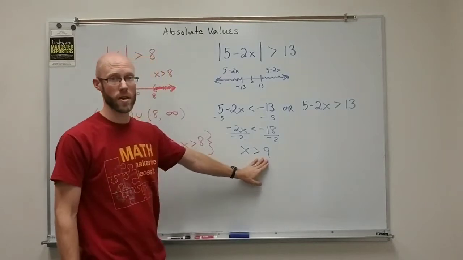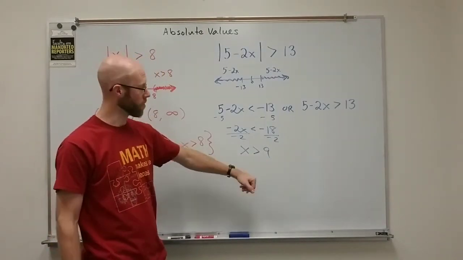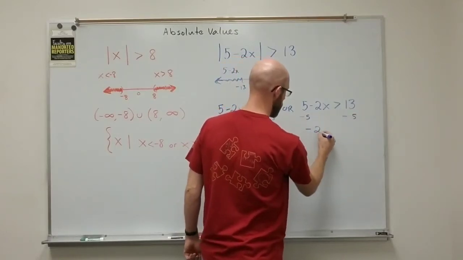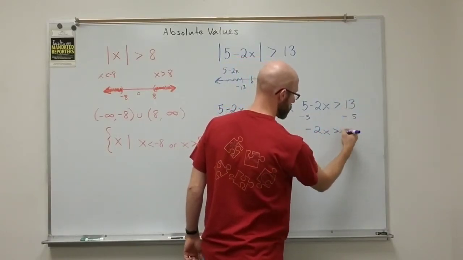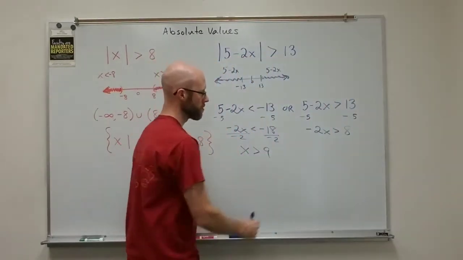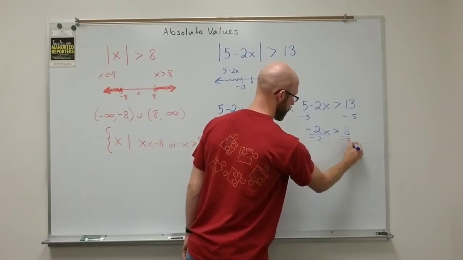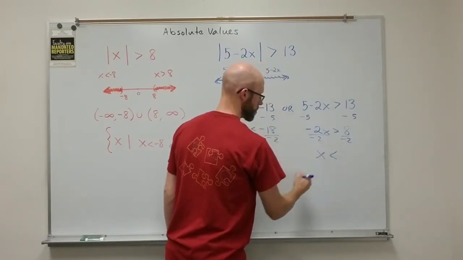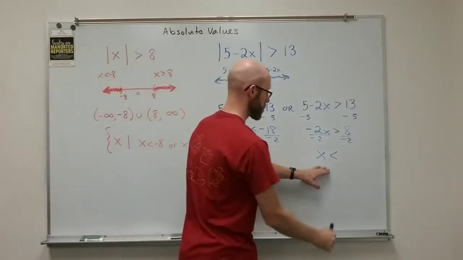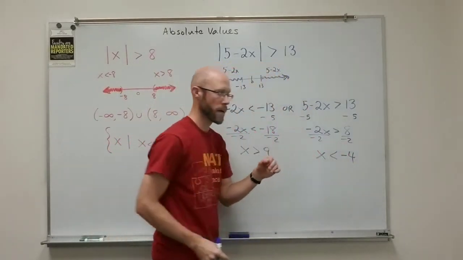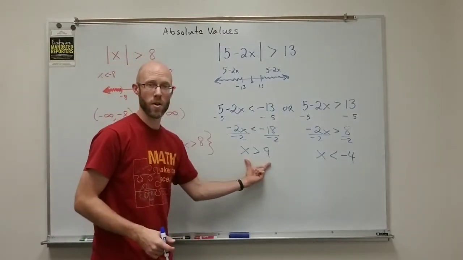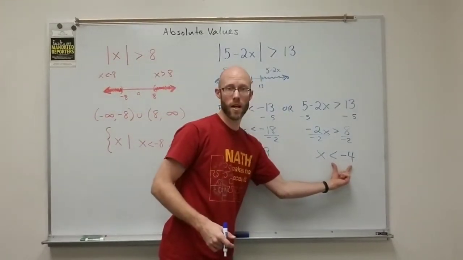Okay, so x is greater than 9 is one of the intervals I'm looking for. The other one, again, subtract the 5. Negative 2x is greater than, what's that going to be, 8. And then divide by negative 2 again. Now that inequality will change again because we're dividing by a negative. It'll be x is less than negative 4. And so that gives me two intervals. The first one, x is greater than 9. The second one, x is less than negative 4.